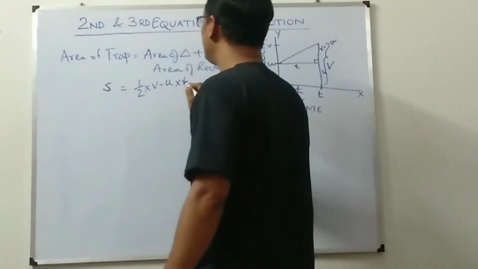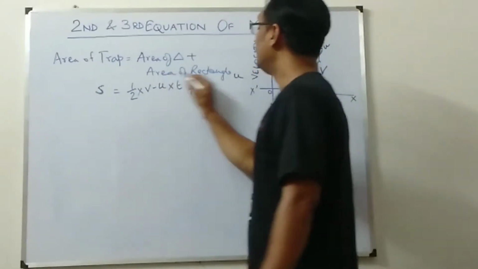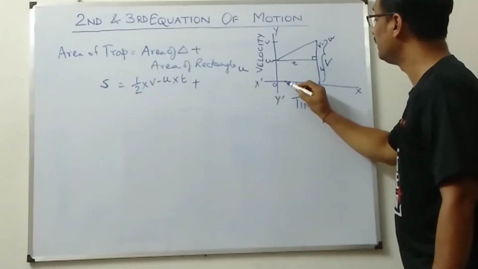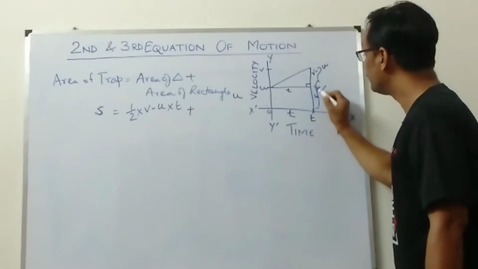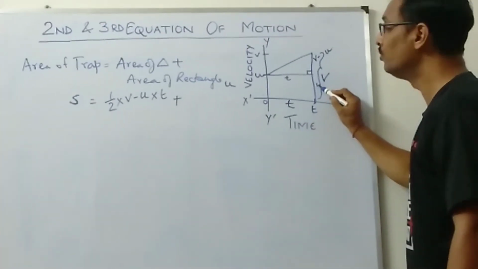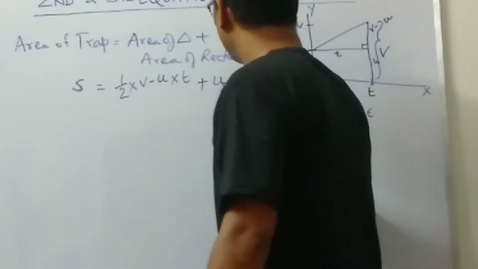So in place of area of triangle, what will I write? Half into v minus u into t plus area of rectangle. What is area of rectangle? Base into height, t into u. So what can you write? ut.